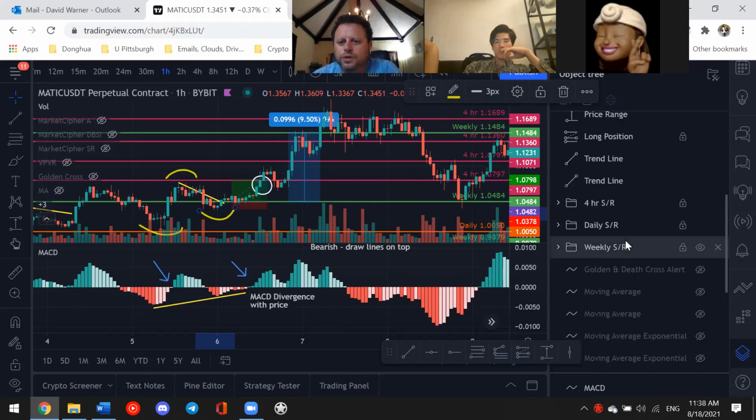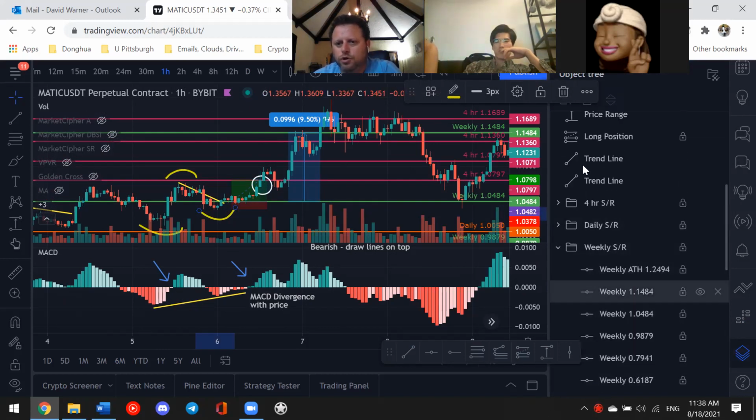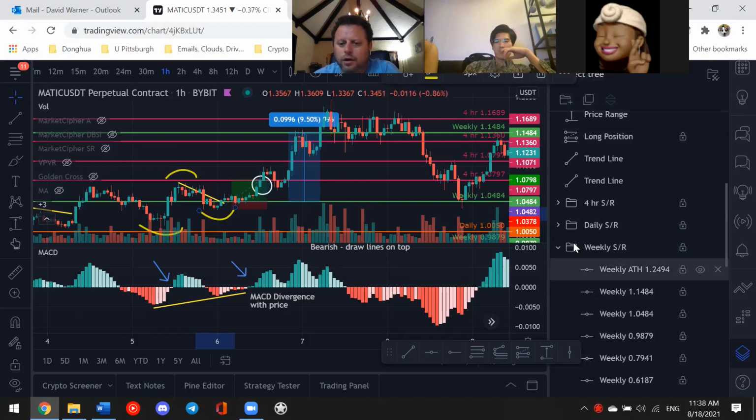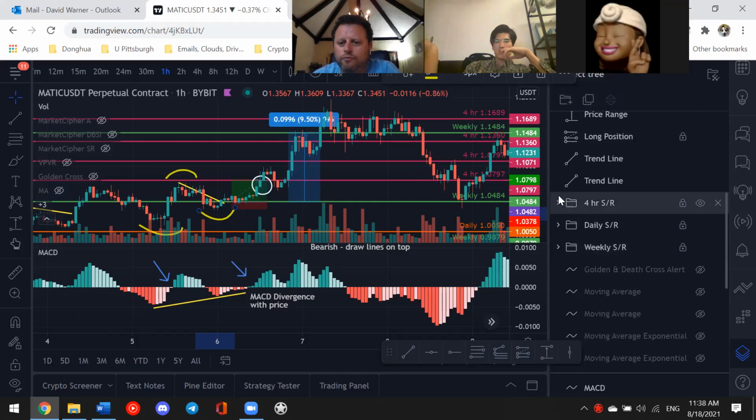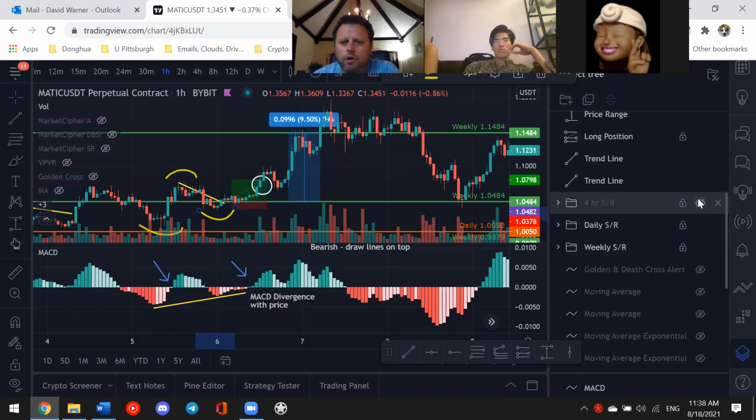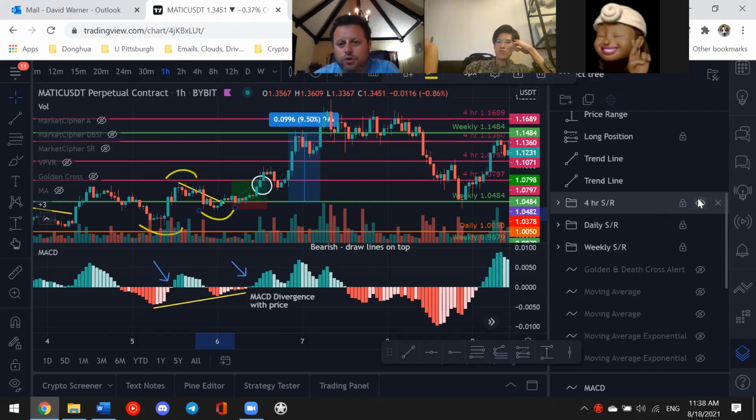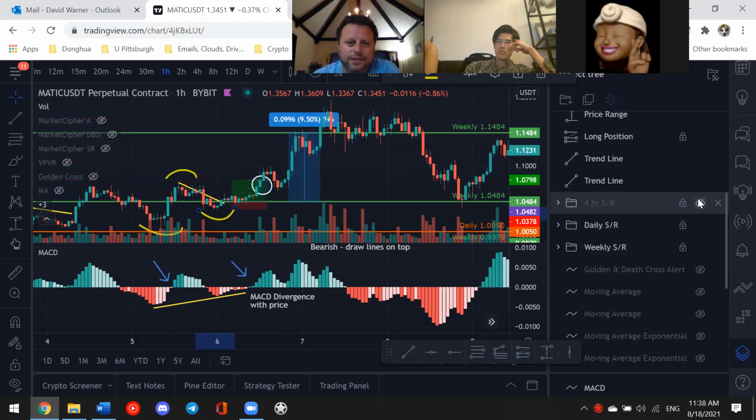What I usually do is, for my weekly, I put them all in this folder. You create folders up here on this folder icon. And if I wanted to turn off my 4 hours, I would just hide them all. But they're still there, and that's really useful. I want to have them, I just don't want to see them right now.